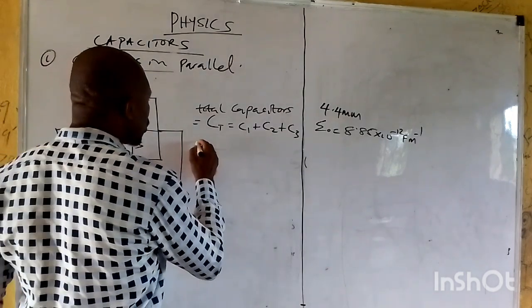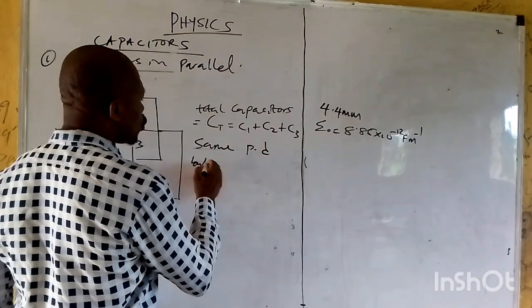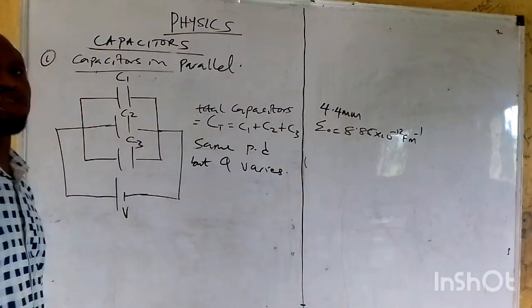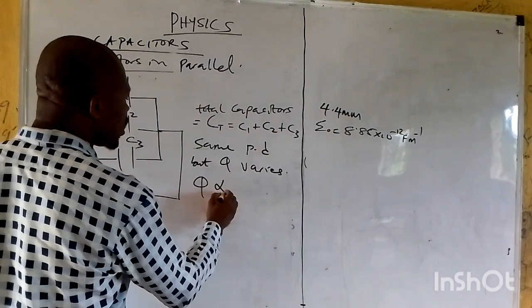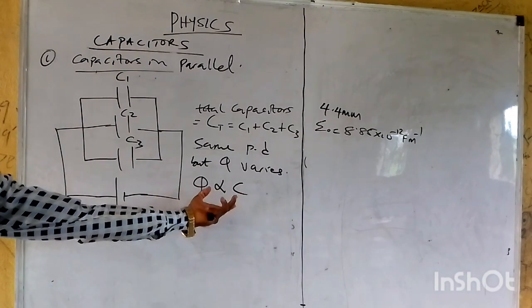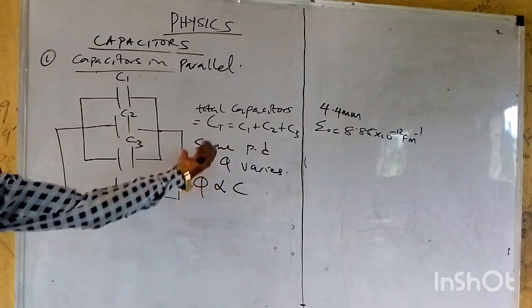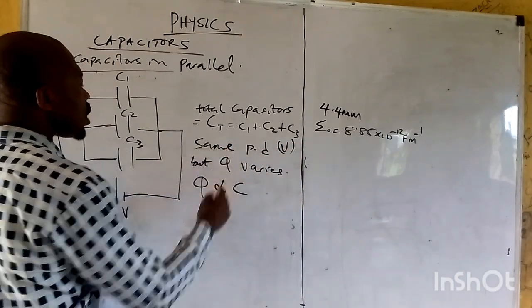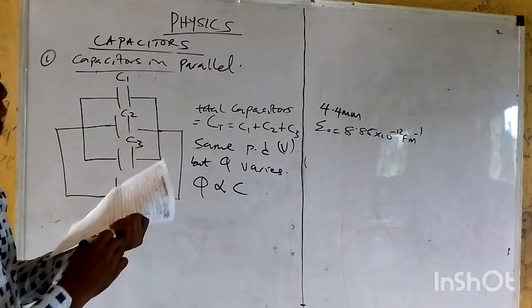So we now say they have the same potential difference, but Q varies. So in other words, Q varies directly with the capacitor. Q varies with capacitance because Q varies while the potential difference V is the same. Now let us take one or two calculations.